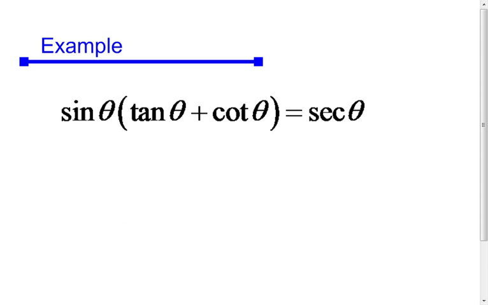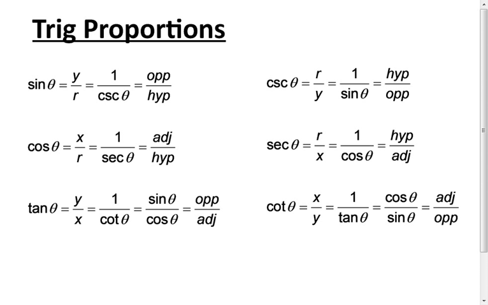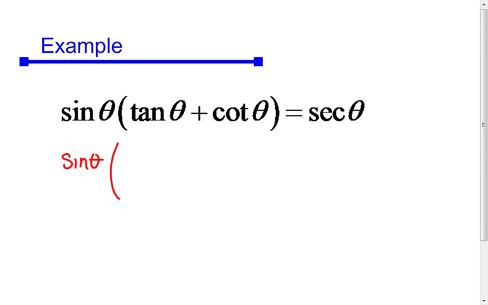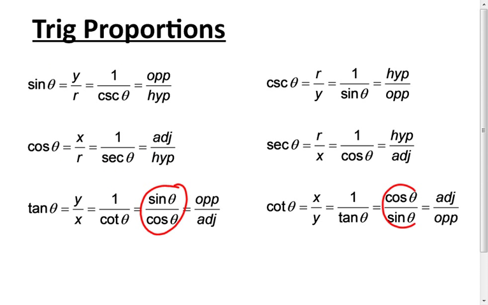Here's the next one. Sine times tangent plus cotangent equals secant. Again, my train of thought is if you have no idea what to do, change everything in terms of sine and cosine. Okay, so I'm going to leave this sine theta out here. I am going to again use my trig proportions and realize that tangent can be rewritten as sine over cosine. Okay, so I'm going to rewrite tangent as sine over cosine. Cotangent, if you look, can be rewritten as cosine over sine.